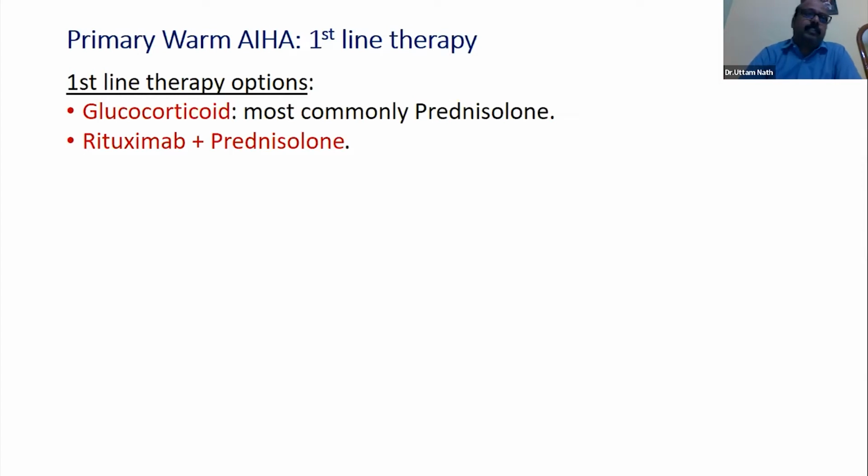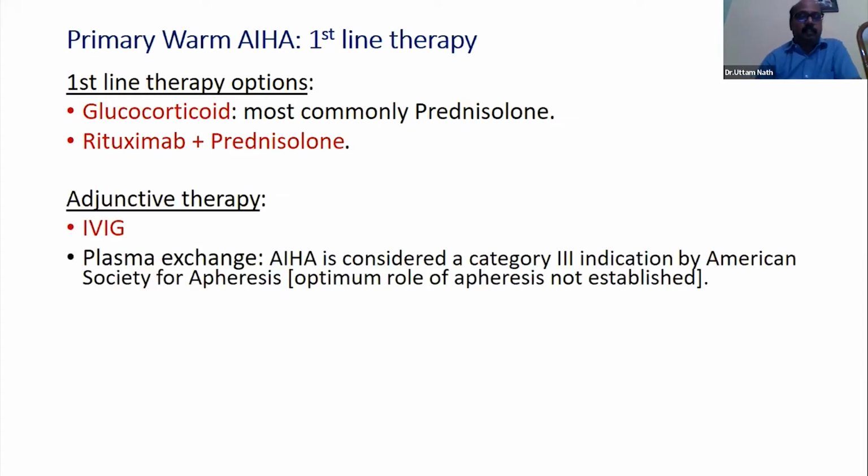In hospitalized patients, sometimes we use methylprednisolone in equivalent dose of prednisolone. However, as per UpToDate and as per several evidence in the literature, rituximab plus prednisolone combination may be a relatively better option for AIHA, warm AIHA, particularly in hospitalized patients. I will come to the evidence later.